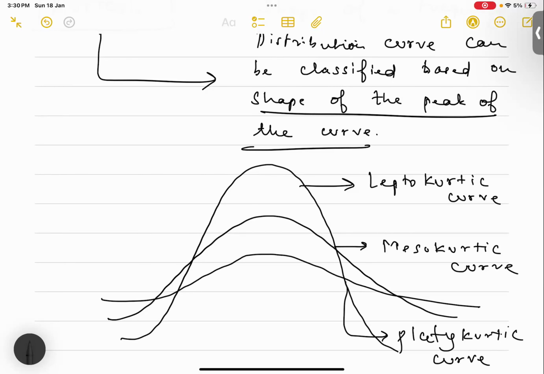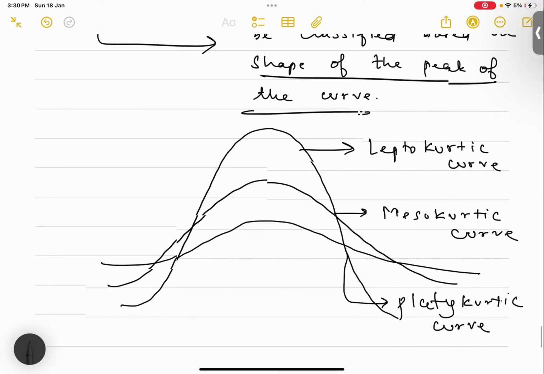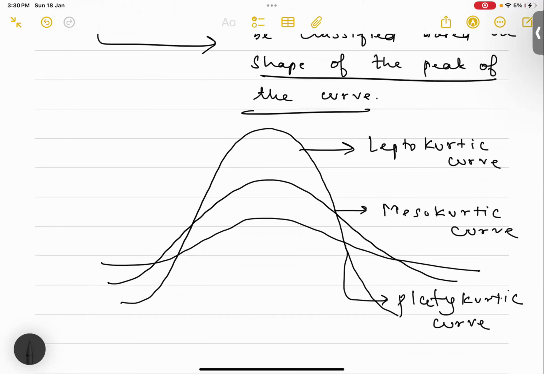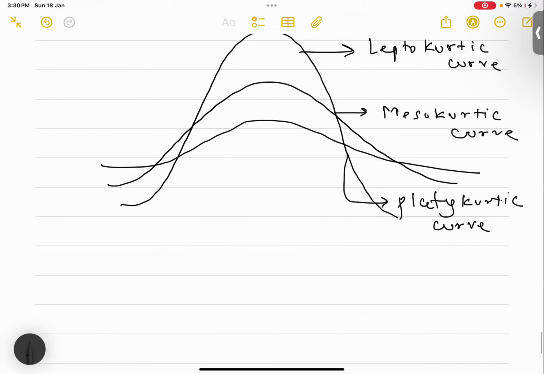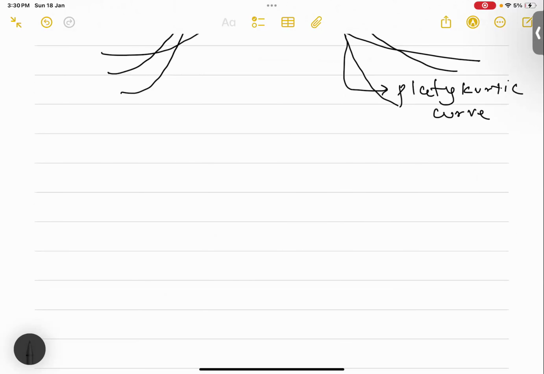Gamma 2 is beta 2 minus 3. It is not given, okay, I have not given it. So now some formulas based on this.